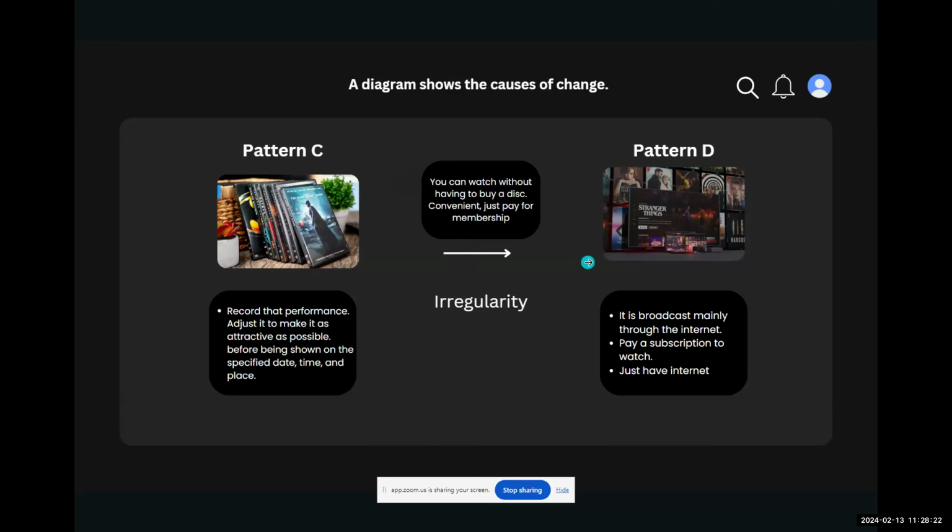Pattern D is video on demand such as Netflix, Disney Plus, or platforms such as Facebook Live and YouTube streaming. Pattern D is broadcast mainly over the internet. You pay a subscription to watch. You just need an internet connection to watch it.